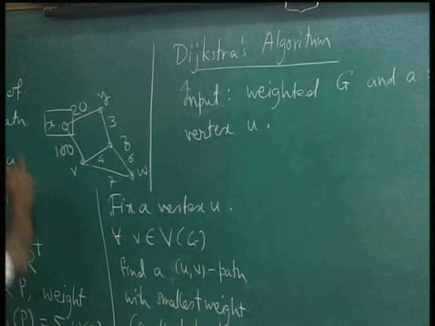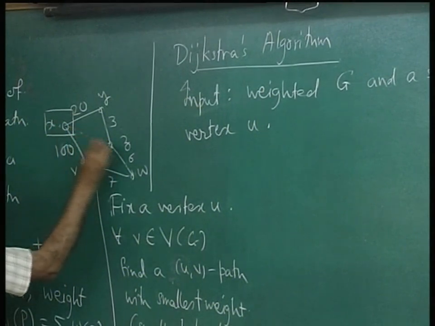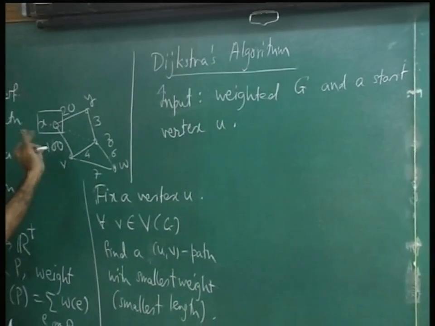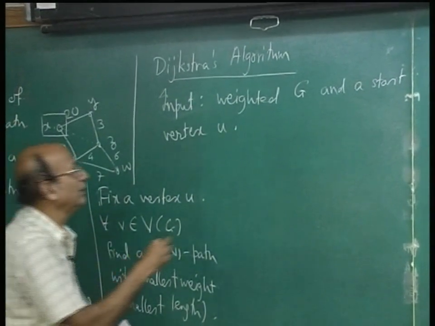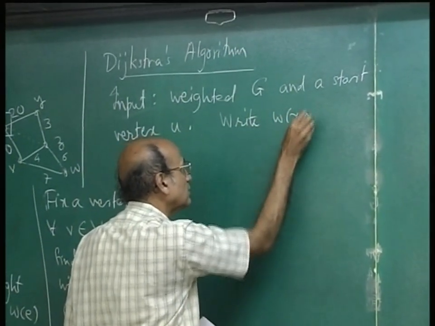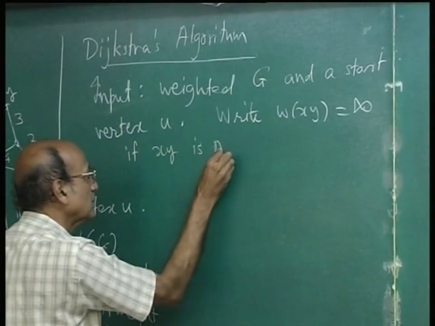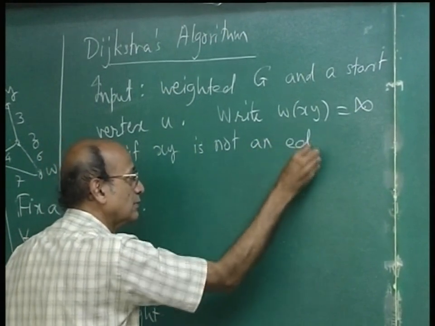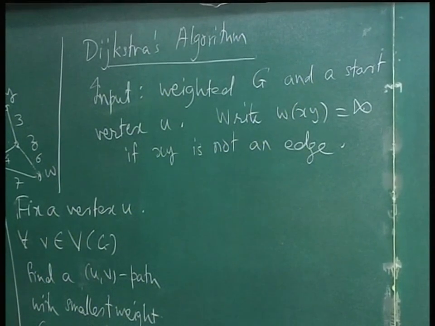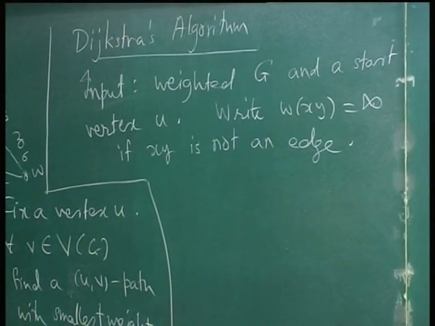I can sort of treat this, there is no edge from x to z. I can imagine that there is a fictitious edge from x to z and give the weight infinity on that edge, if xy is not an edge. The idea behind this algorithm is quite simple.